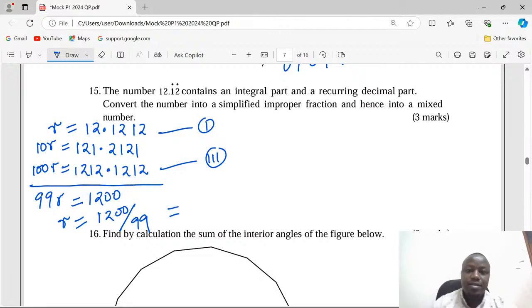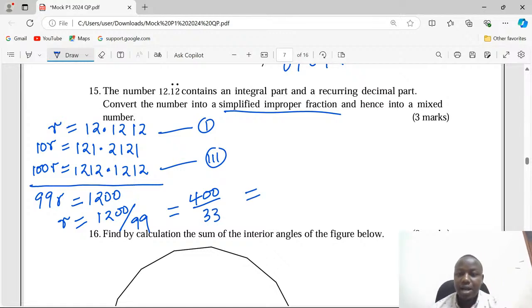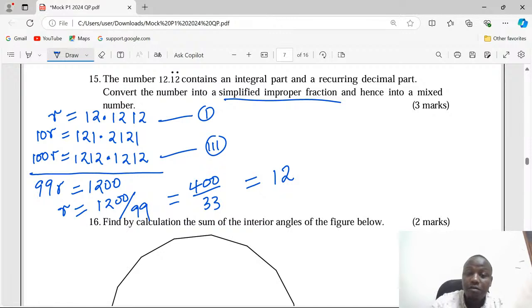This is going to give us our improper fraction, which is supposed to be simplified first. That is the instruction. We first simplify our improper fraction by dividing by 3 to give us 400 out of 99 divided by 3, which gives us 33. Then with this, we can make it a mixed number, whereby it will be 12 and 4 over 33.